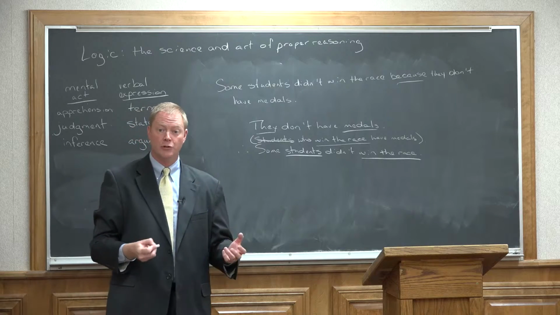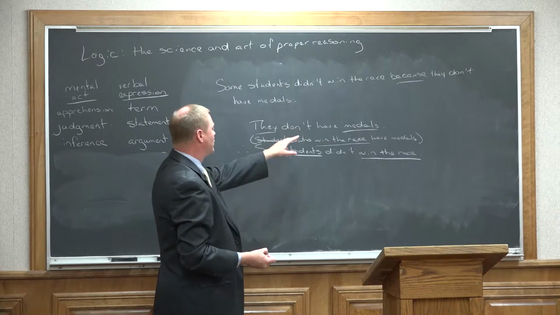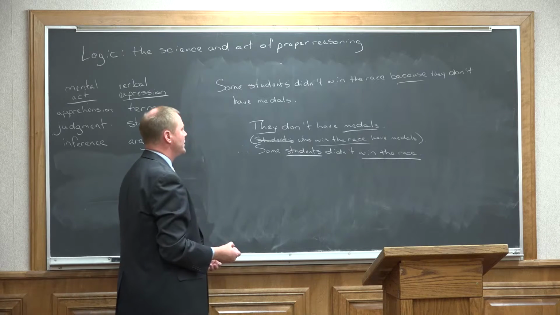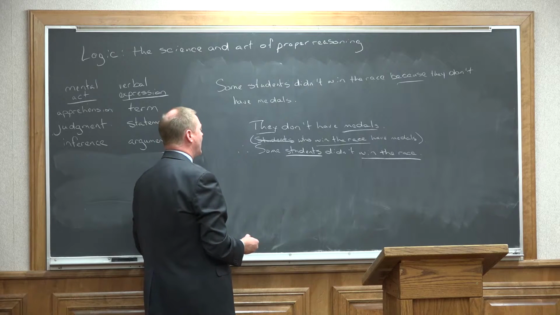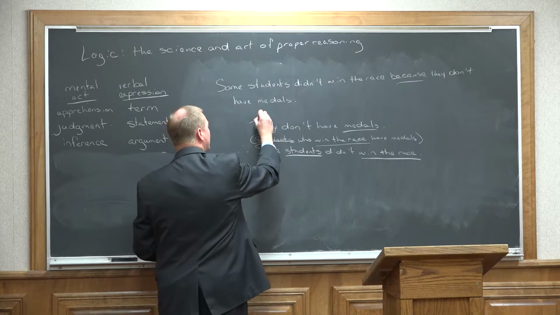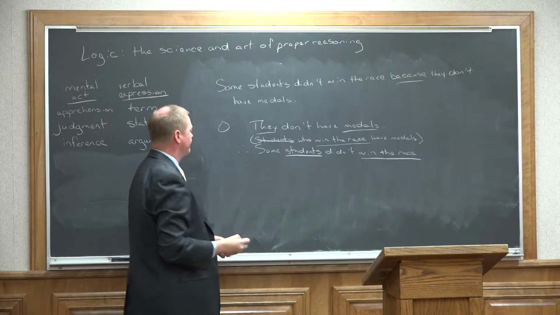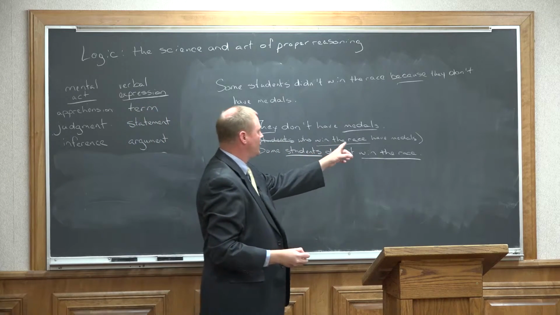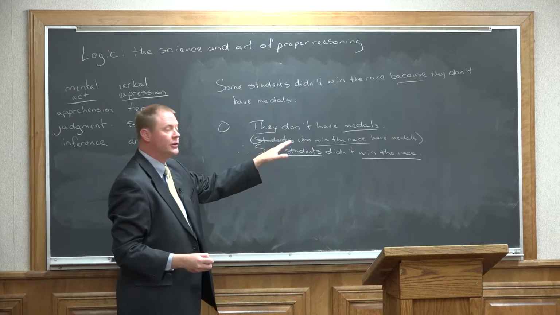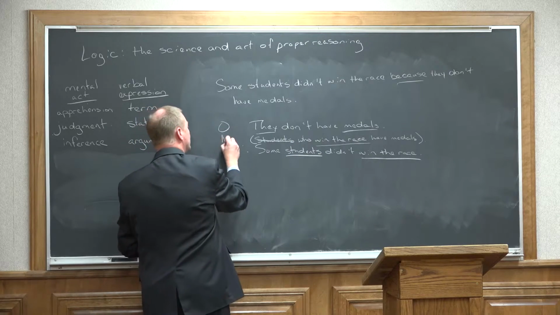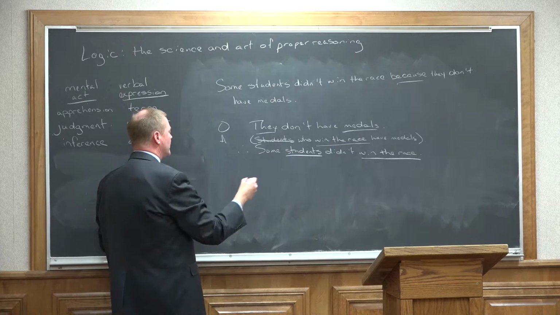All right, now, we do concern ourselves with validity with an enthymeme. So in this case, they don't have medals is an E statement. No students have medals. Actually, it'd be some. It would be an O statement. Some students don't have medals. So this is an O. Students who win the race have medals. So that would be an A statement. All race winners have medals. Well, there's an A. And then the conclusion, some students didn't win the race. Some students are not race winners.